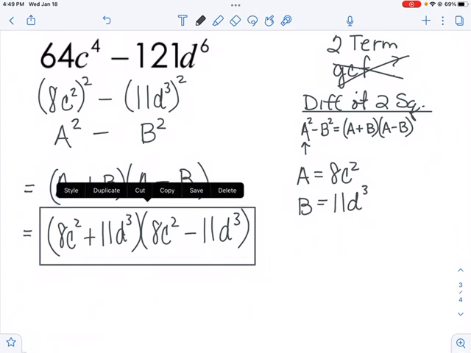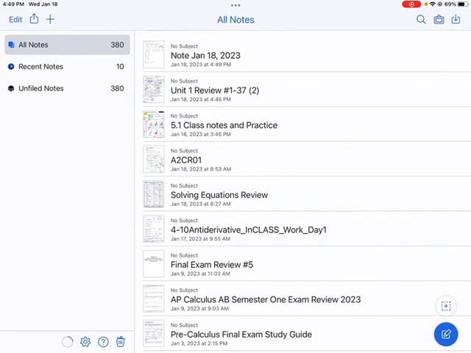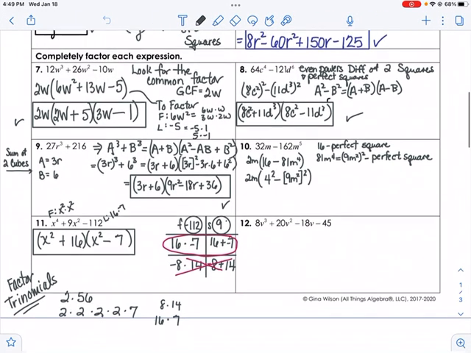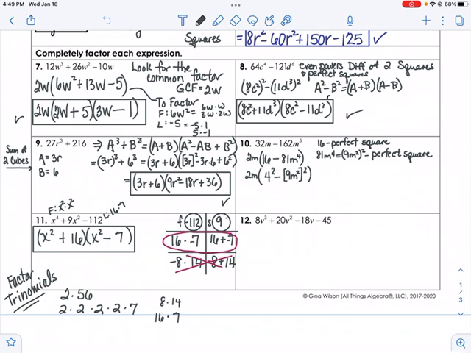I have time to do one more. There was one more with the sum of two cubes, and there are two formulas that I want you to know. Let me see if I can take this off. I'm going to try to finish this key tonight.